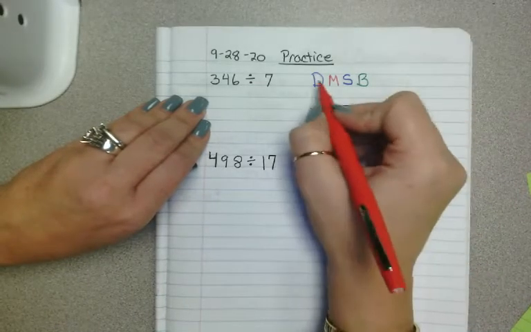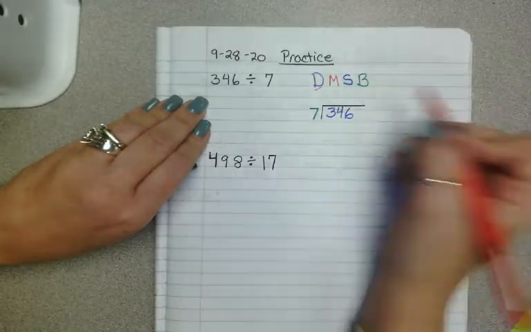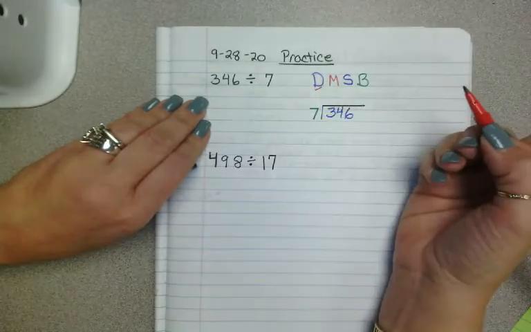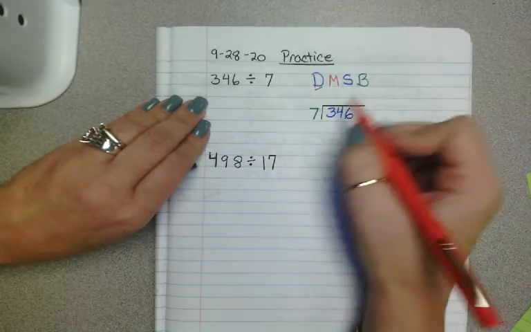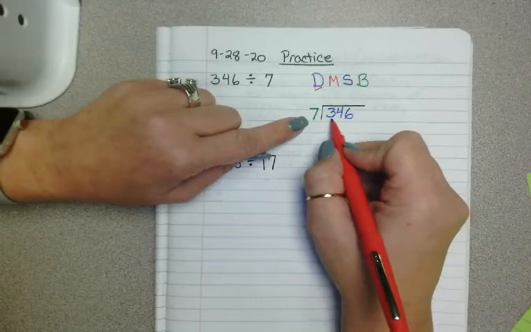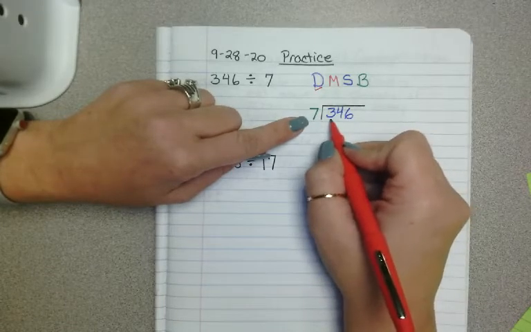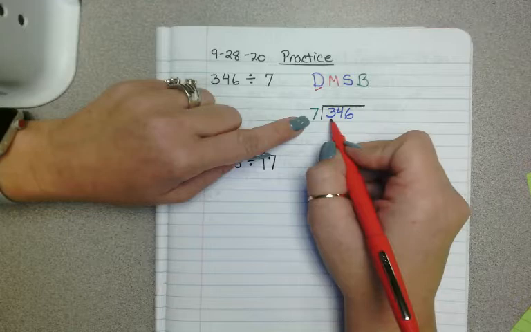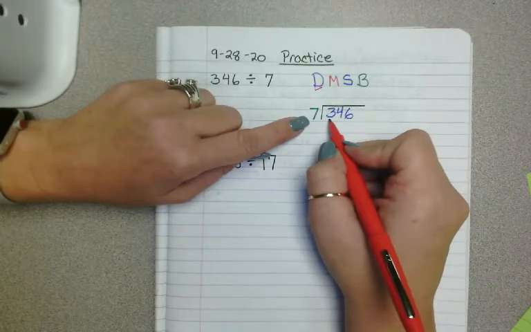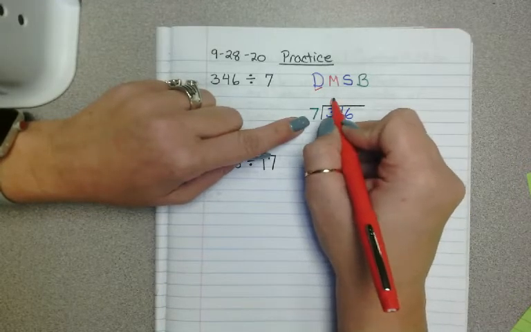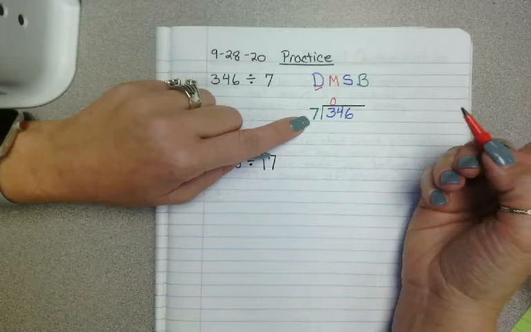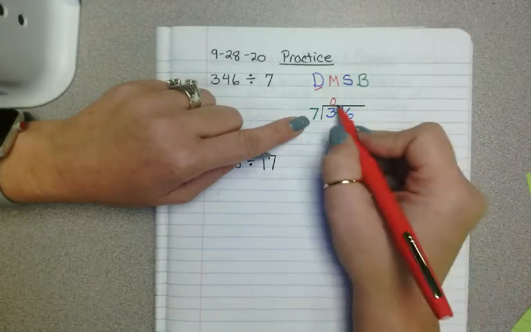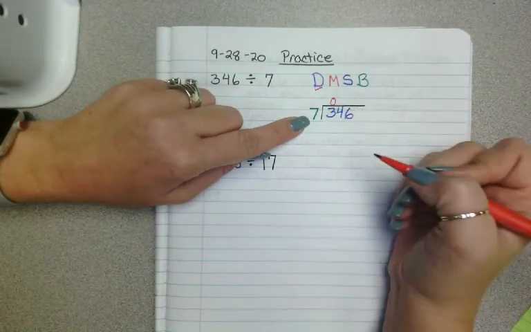I'm going to start with making some of what I like to call division decisions. I'm going to take the first digit in 346, which is 3, and I'm going to ask myself, can I divide 7 into 3? And the answer is no, I cannot. I like to put a 0 at the top just to hold that place, so that whenever I get my quotient, I can make sure that my quotient is correct.